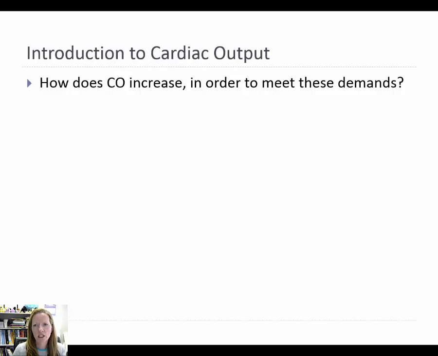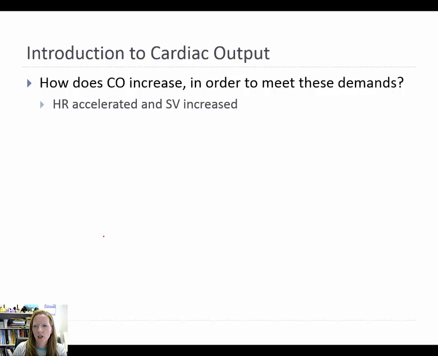So what we learned on the last slide is, in order for us to meet the demands of our tissues when we're exercising, how does cardiac output increase? Well, we just talked about it. Heart rate accelerates, and so does stroke volume. Those are the two key things that influence cardiac output.